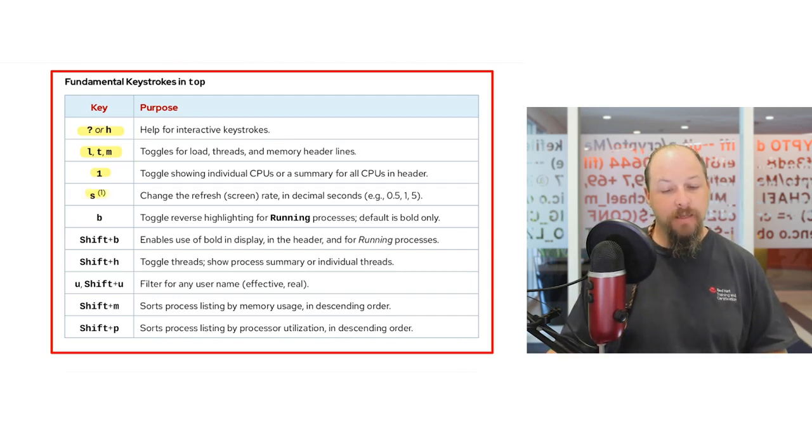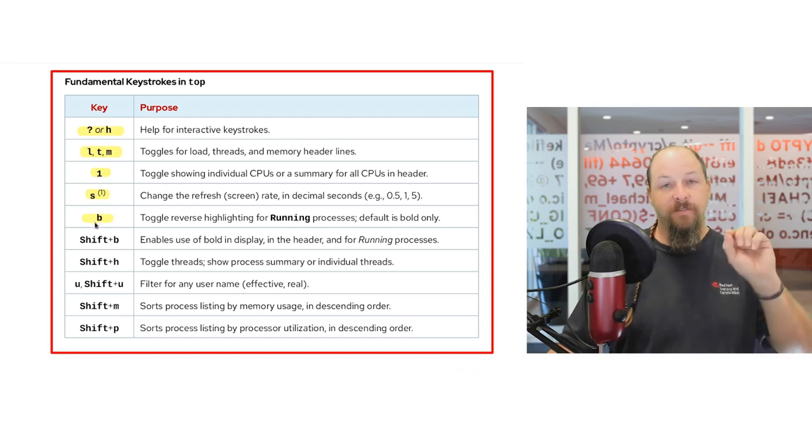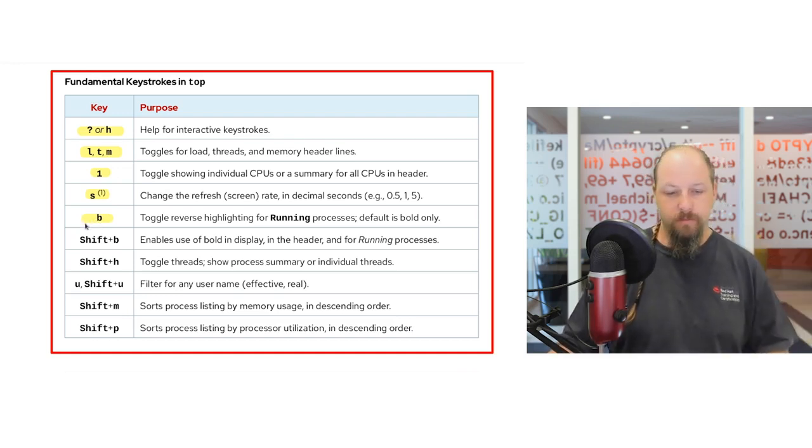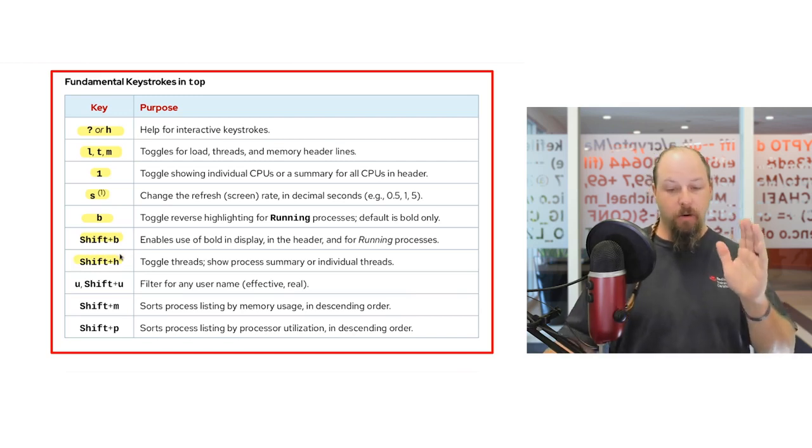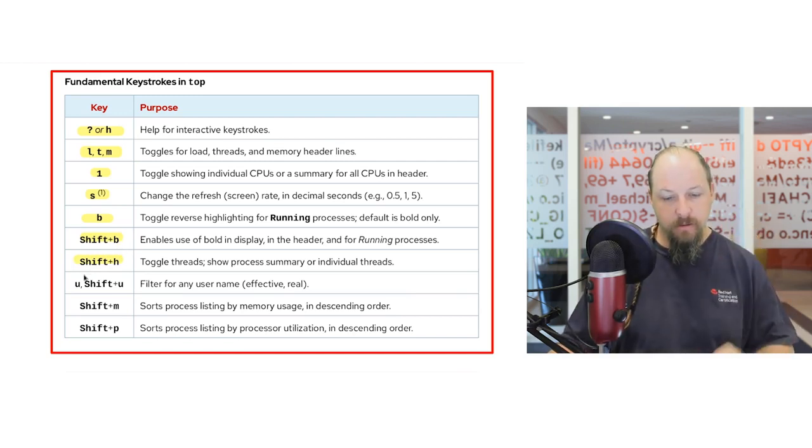With the S key, we can supply a numerical argument for number of seconds with which to update the output. This can also take decimals, so we can update as quickly as every half second or as slowly as we need to. The B key will reverse the highlighting of the running processes. The default is bold only. Capital B or Shift B enables the use of bold in the display. Capital H or Shift H toggles threads and will show the process summary of the individual threads.